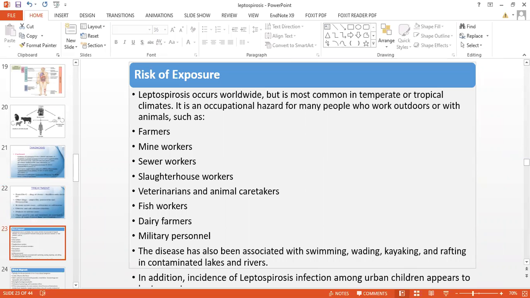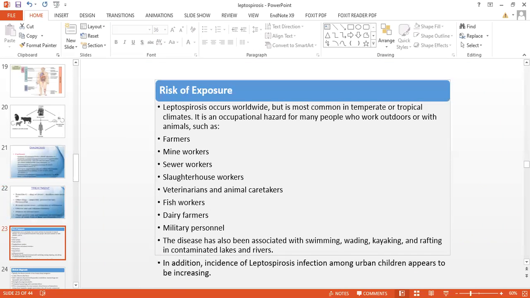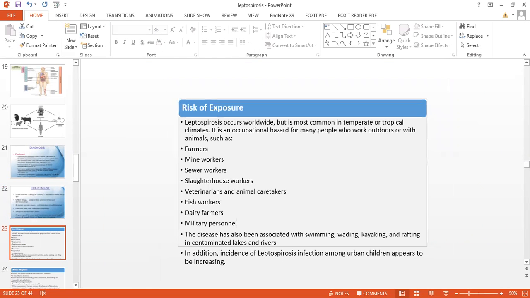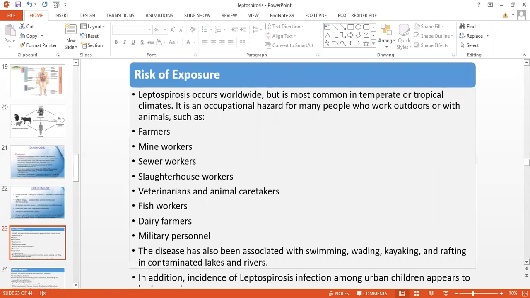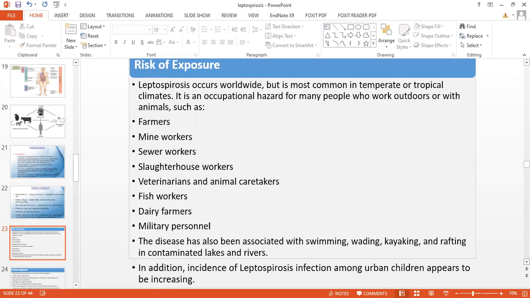Risk exposure, as we discussed earlier. The occupations which are more prone to develop these sorts of problems are farmers, mine workers, sewer workers, slaughterhouse workers, veterinarians, animal caretakers, fish workers, dairy farmers, and military persons. In addition, leptospirosis infection in urban children also appears to be increasing globally.